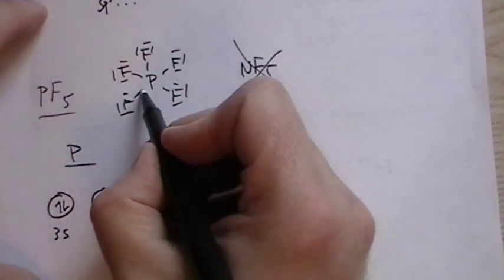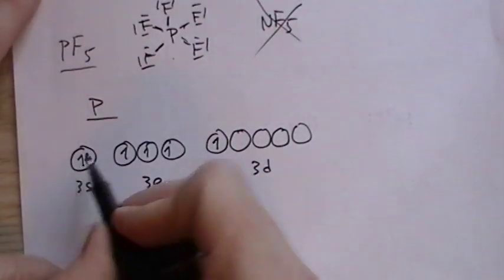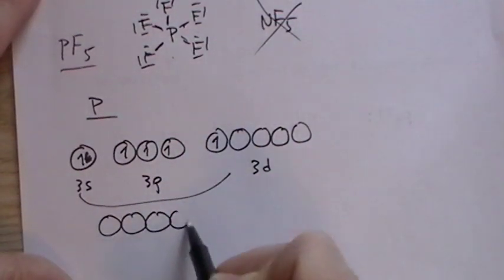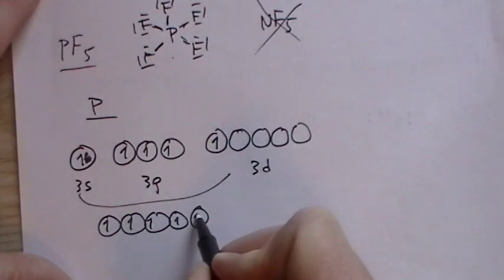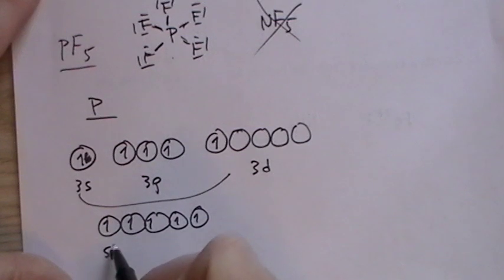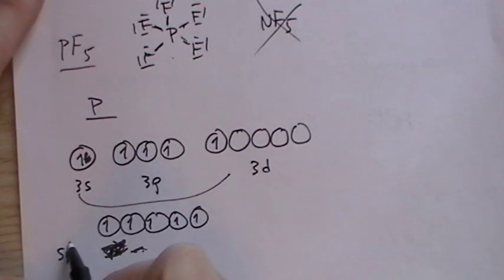So if we're going to create 5 bonds, we need 5 half-filled orbitals. If we promote this electron up to here, now we have 1, 2, 3, 4, 5. So these are all hybridized. Nitrogen can't do that because there's no 2d, so that's why it only forms 3 bonds. But phosphorus has access because it's a larger atom, it has more electrons, more levels, and more sublevels to work with. These are all called sp3d.